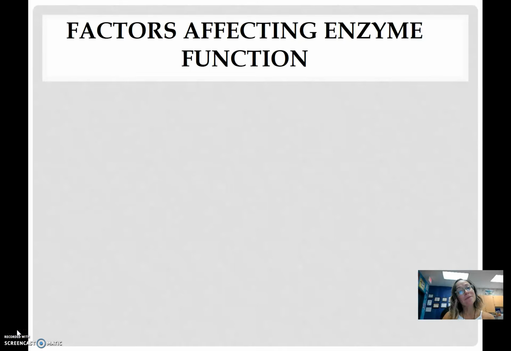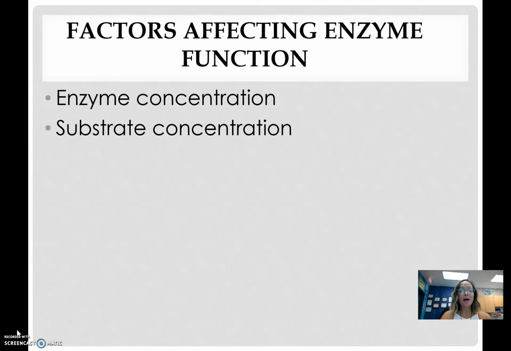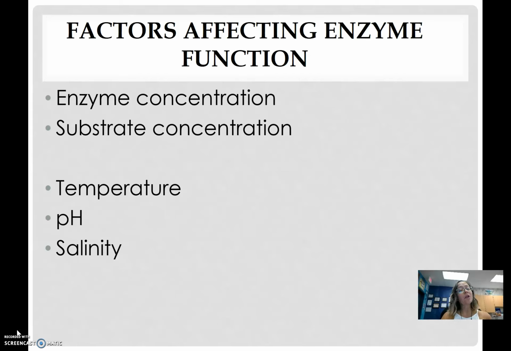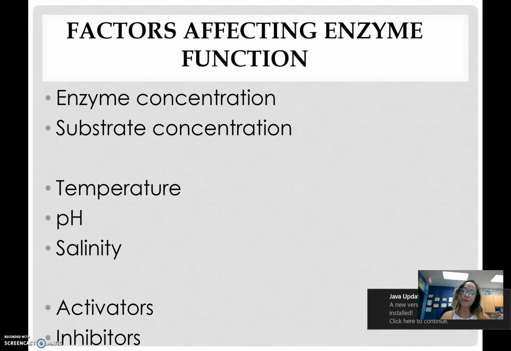So in this video, we're going to be looking at factors that affect how enzymes function. When we talk about enzymes functioning and we look at it in terms of graphing, we usually graph the rate of the reaction. How much enzyme or how much substrate is present can affect the overall rate of the reaction. We also have temperature, pH, and salinity that can influence enzymes and how they work. And then we have molecules called activators and inhibitors that can also influence enzymes.